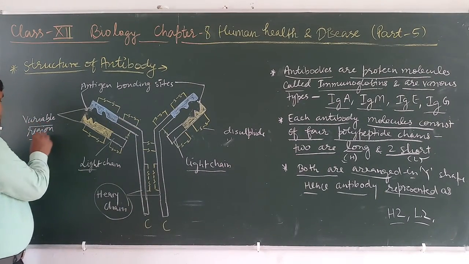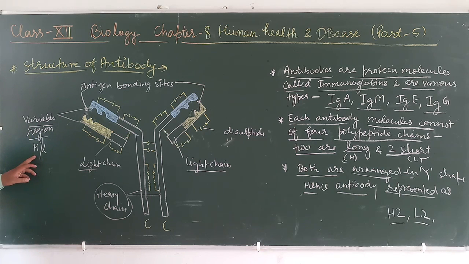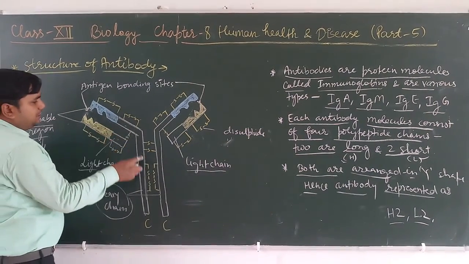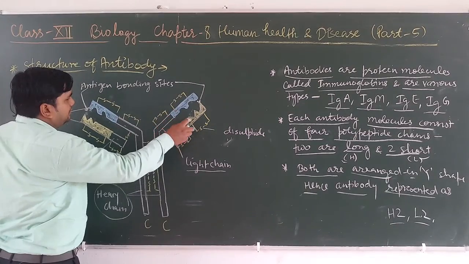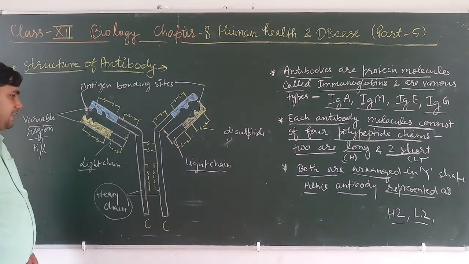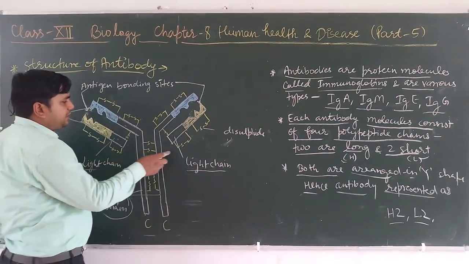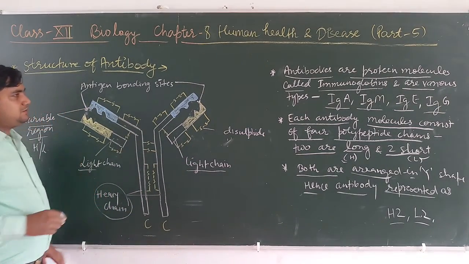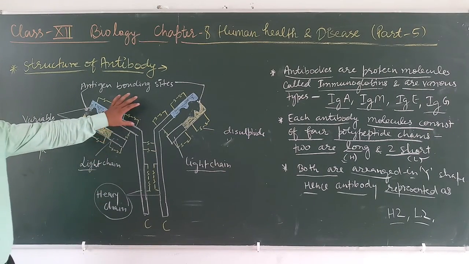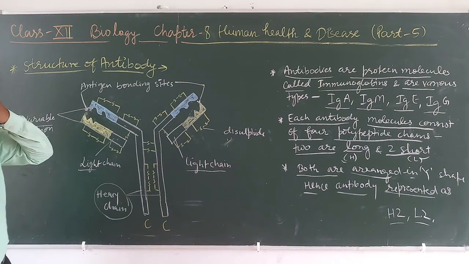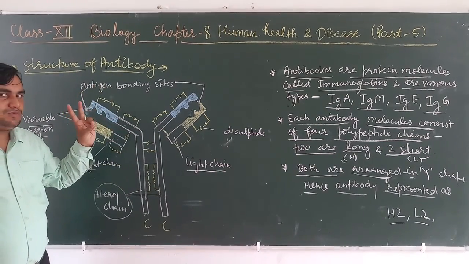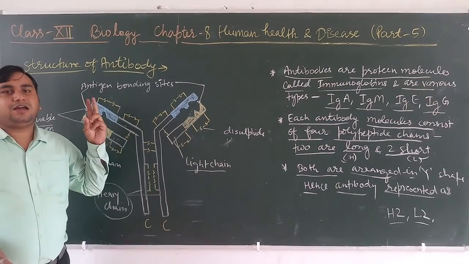And they have the variable region in the heavy and light chain. This is the variable region of the heavy and light chain, and the chains are connected with disulfide bonds or disulfide bridges. And this is the representation of the structure of antibody, that is Y-shaped. They have 2 chains, 2 light and 2 heavy chains.